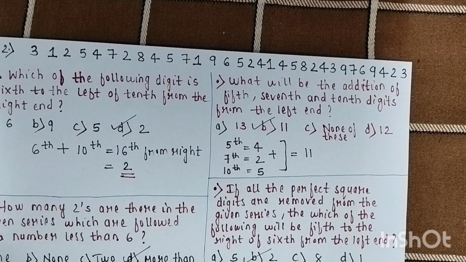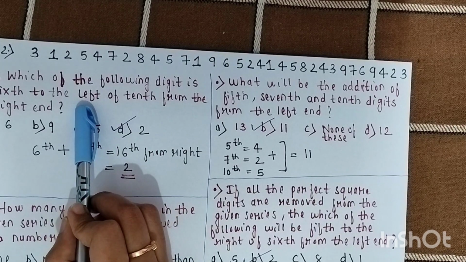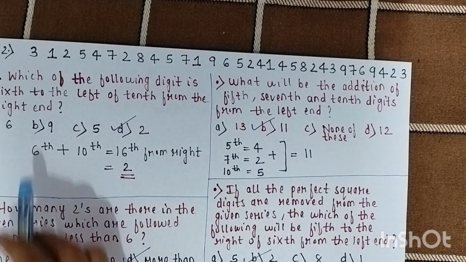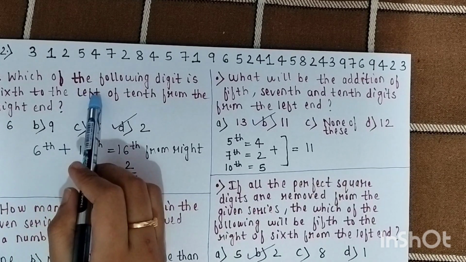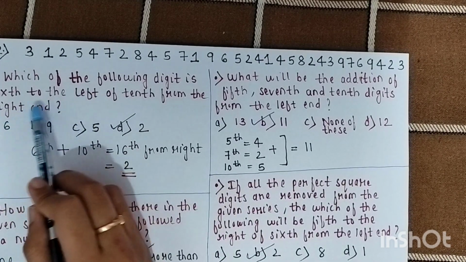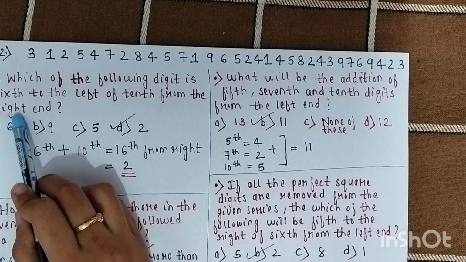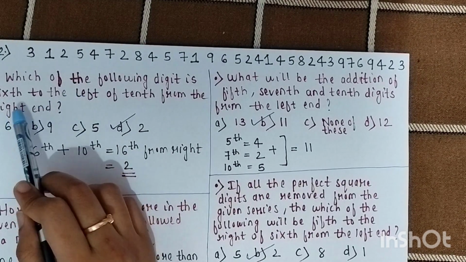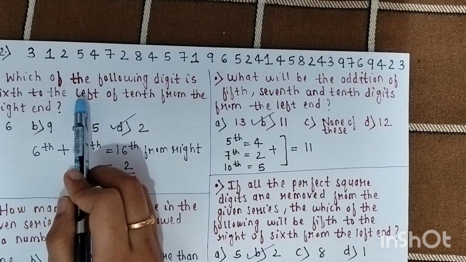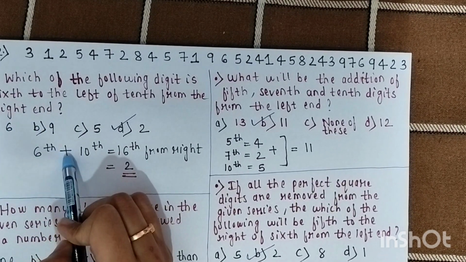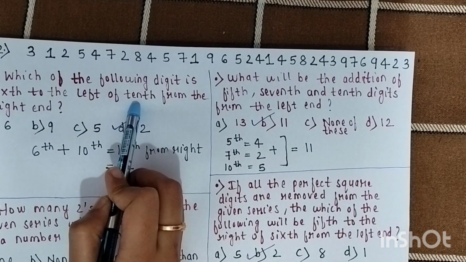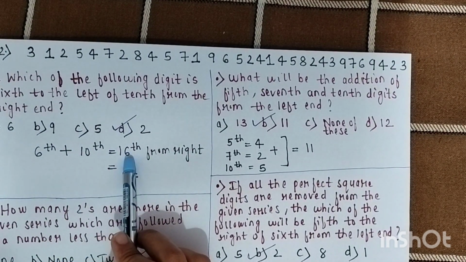First question under that: which of the following digits is sixth to the left of the 10th from the right end? So here left is there, and right is there, correct? Left, right. So when it is different, what we need to do is add, and when it is the same, we need to subtract. So this is different here, so we need to add. So 6th and 10th you need to add, which will give you 16, correct?